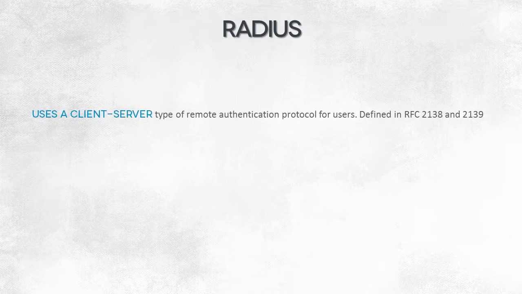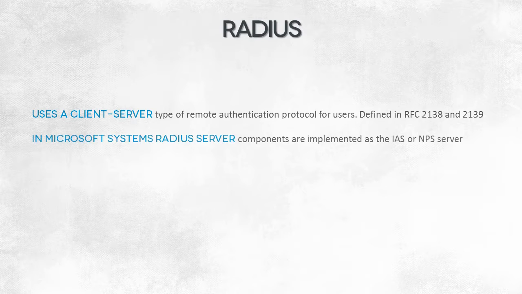We mentioned that it's necessary to confirm the identity of the remote user. There's a special type of server providing such services. It's called the Radius server. In the RFC documents, this standard is labeled with the numbers 2138 and 2139. In the Microsoft environment, it's been implemented as the IAS or the NPS server.